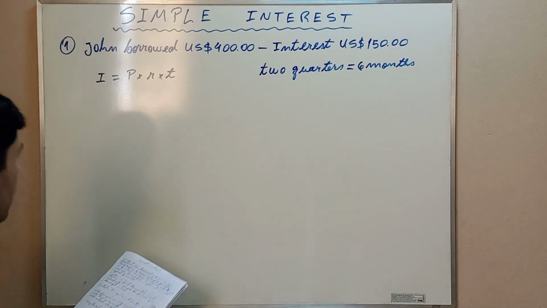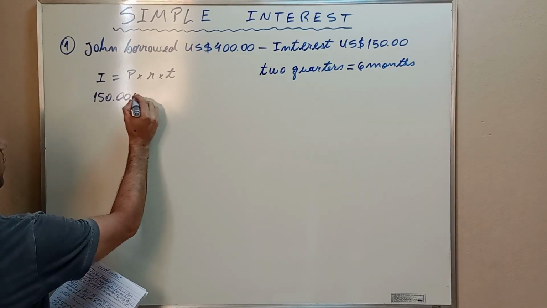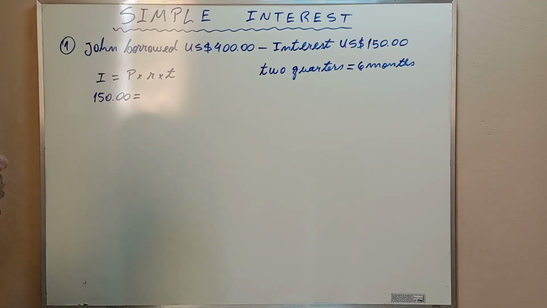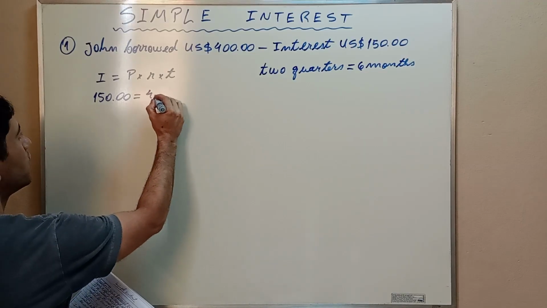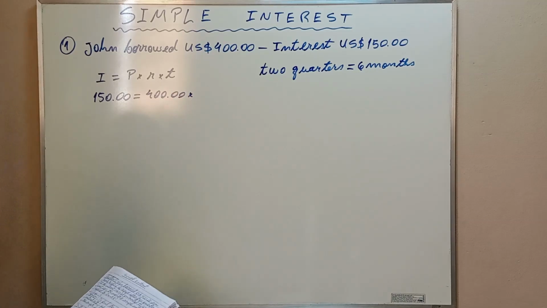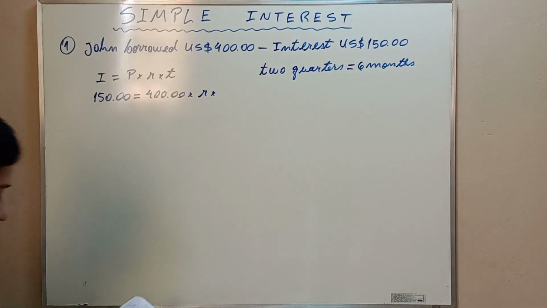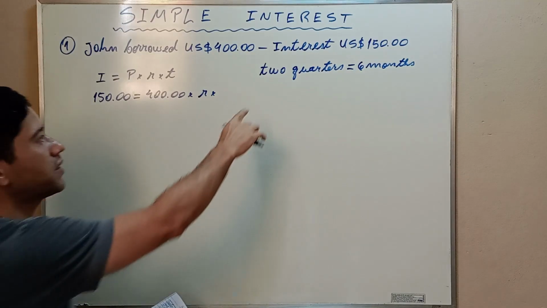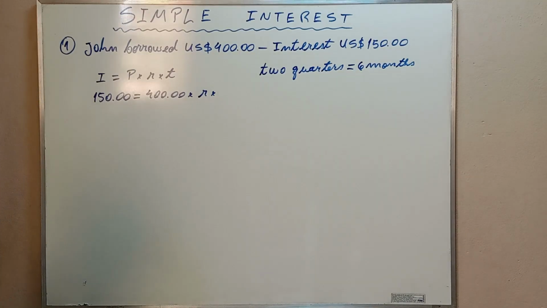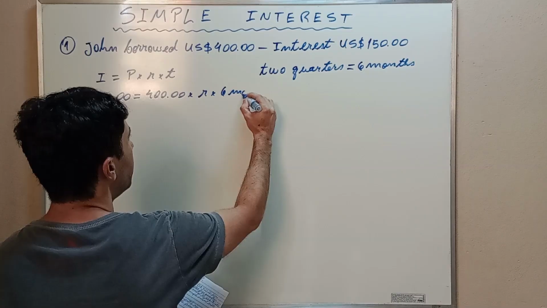Alright, so here we have the interest, $150 is equal to the principal. The principal is $400 times the rate. We don't know the rate. We want to find the rate, and the time we substitute by 6 months. Alright, the exercise said 2 quarters, but we are computing in months. That's why we're going to use months instead of quarters. Alright, so it is 6 months.